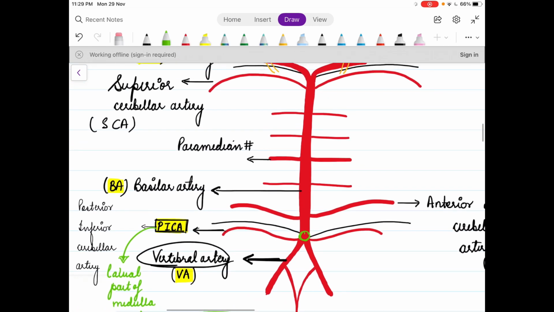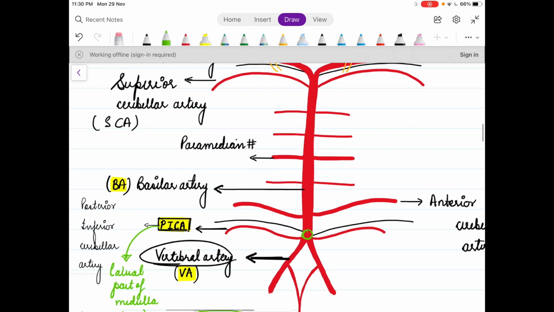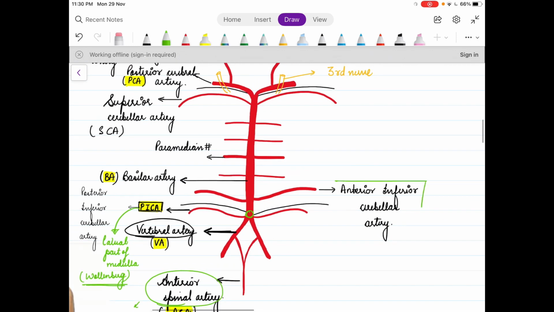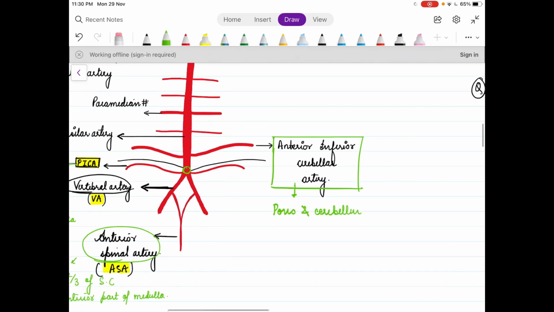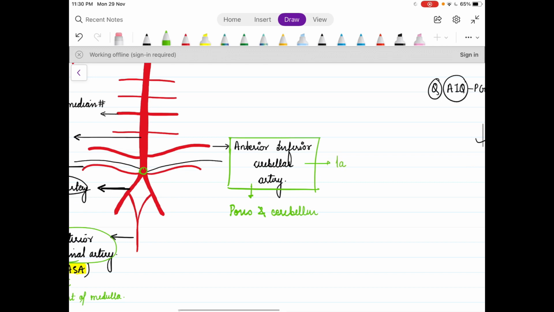The basilar artery ascends in front of the pons till the top of the pons. The basilar artery's first branch is the anterior inferior cerebellar artery. The anterior inferior cerebellar artery is responsible for supplying the pons as well as the cerebellum. It is also responsible for giving rise to the labyrinthine artery. It is a very important and prominent NEET PG question.